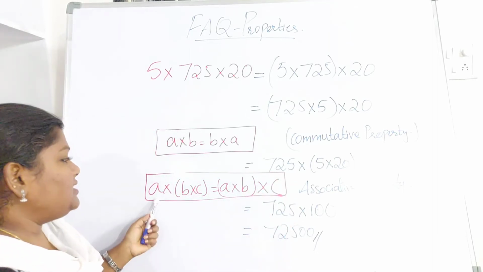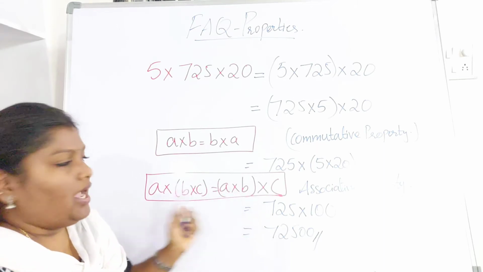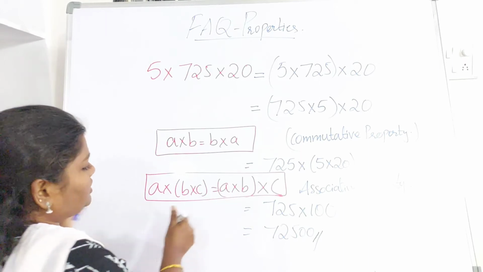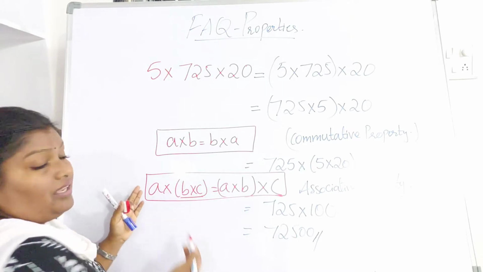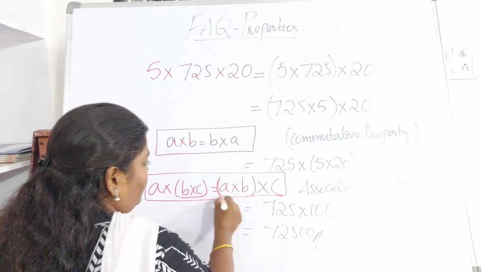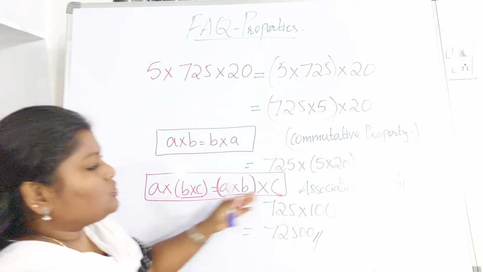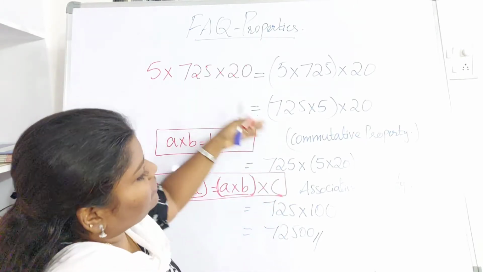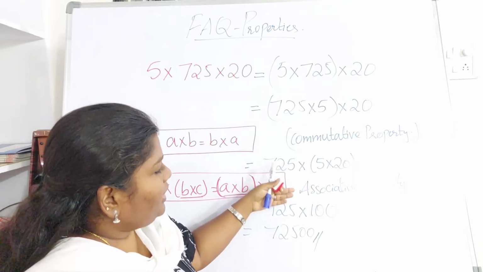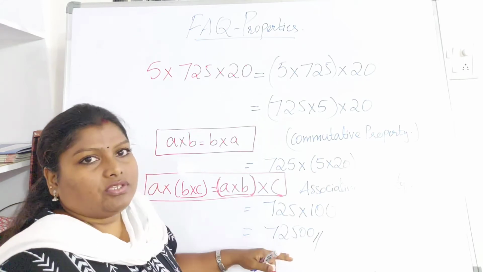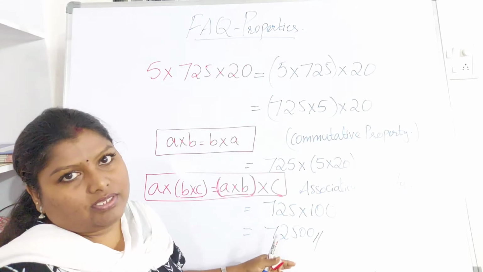Now here you can see that there are three terms A, B, C, and here you can observe that initially I have taken B into C, I have multiplied this and then multiplied A. In the same way here, first I have multiplied A into B, then C. So this is associative property. To solve this I have used two properties, that is commutative property and associative property. By using these properties, the solution is 72,500. So let me explain one more example.